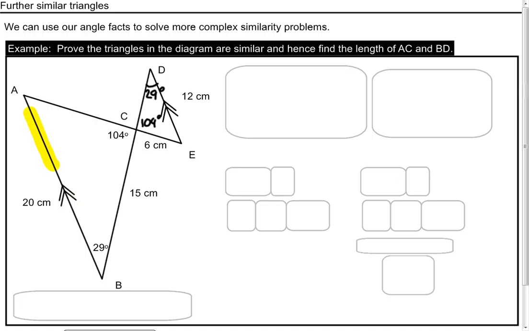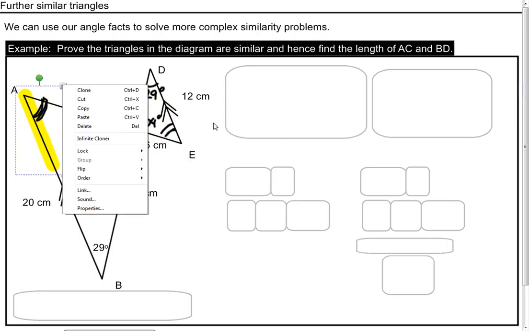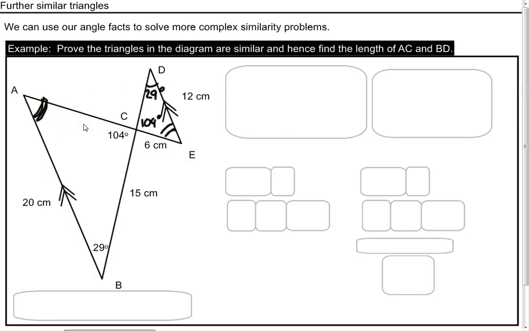I also know, using parallel lines again, these two would have to be the same. I would need to calculate that for myself. But notice both the triangles have got two angles. So 104 plus 29 would give me 133.